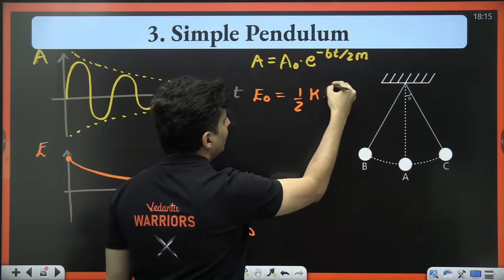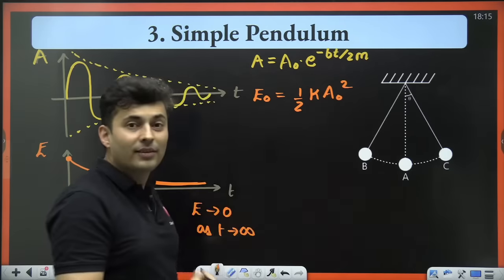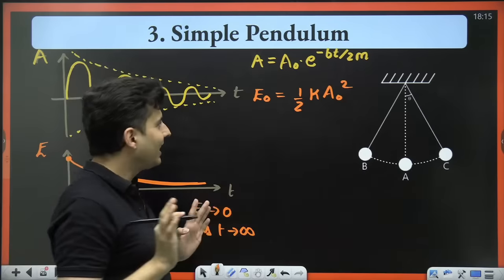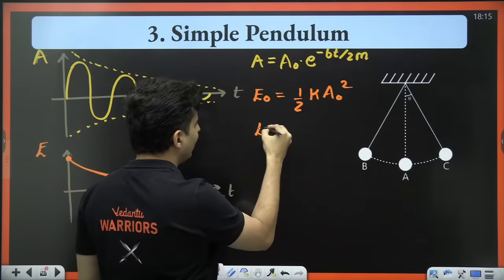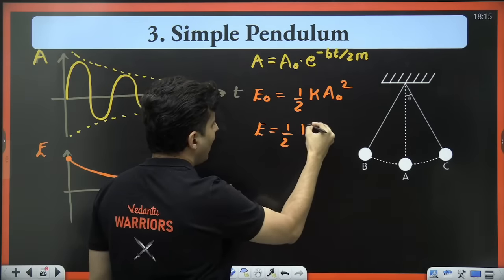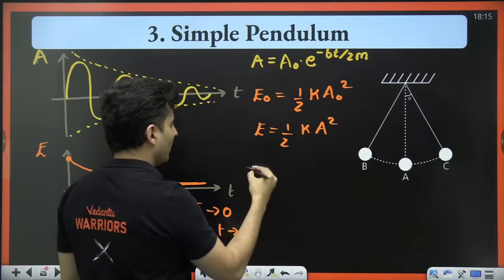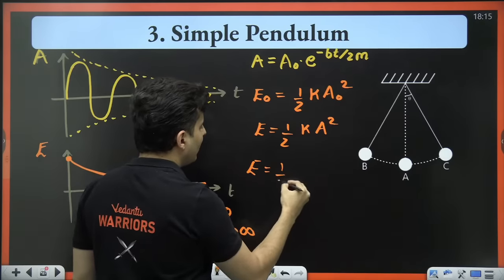half K A naught square, that is half K amplitude square. Isn't that right? So if I ask you, what is the energy at any given time? You'll be like, sir, it is half K A square. Okay, but wait a minute.